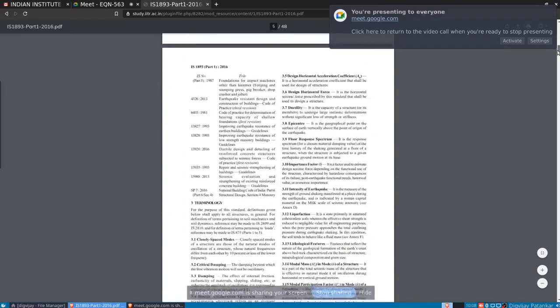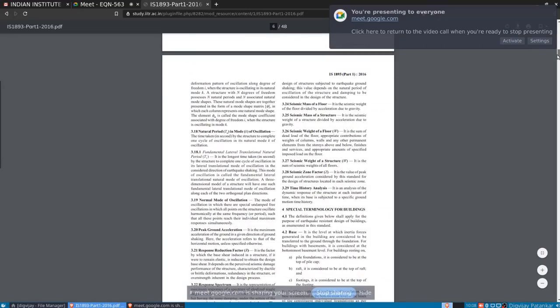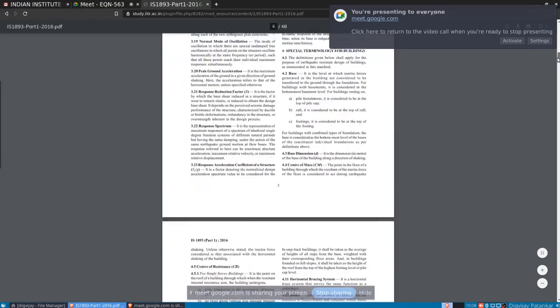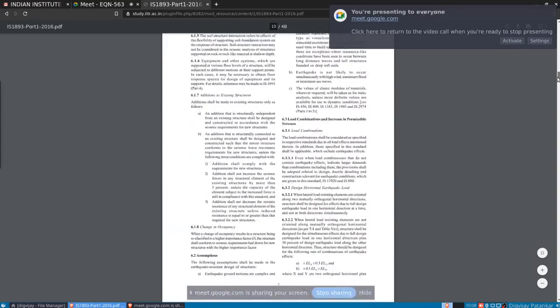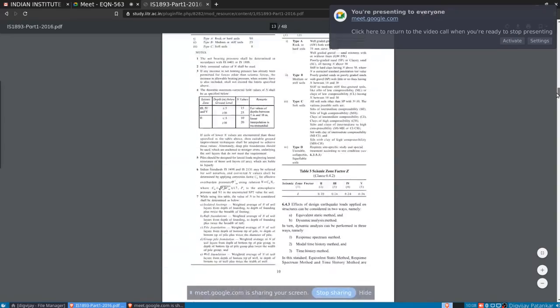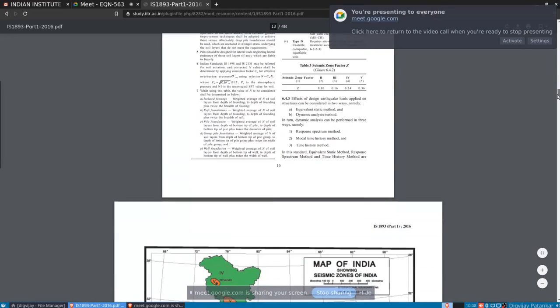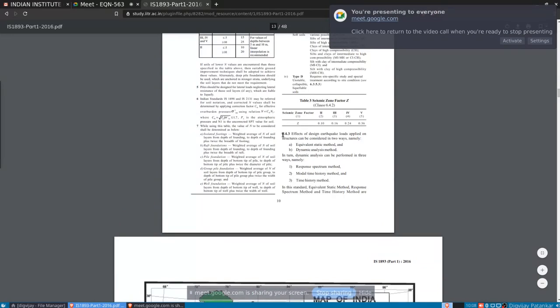The initial part has definitions and all those things. You should go through them definitely and try to understand what they mean. We are directly going to page number 10 here and clause 6.4.3.